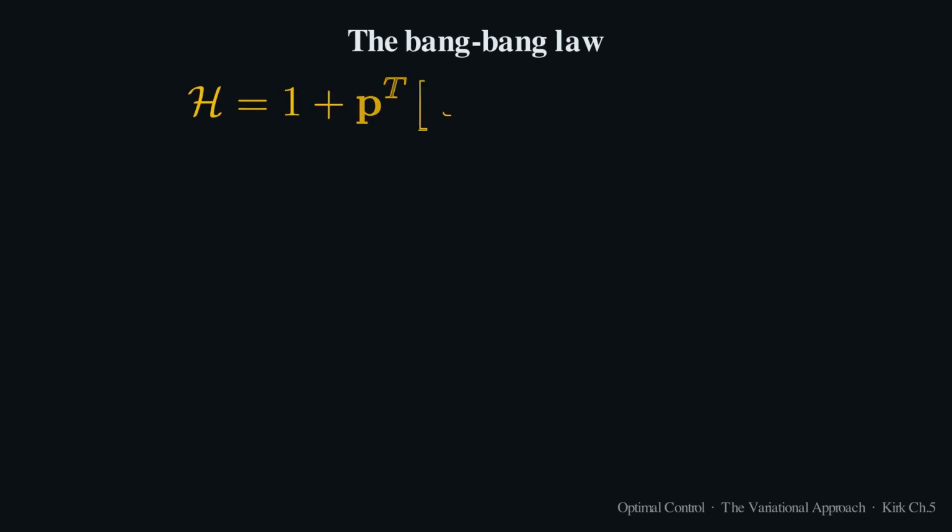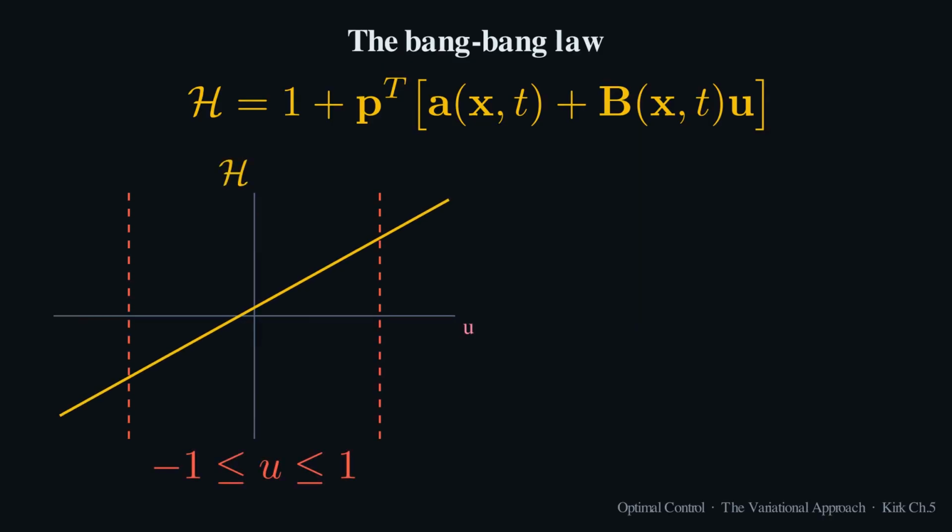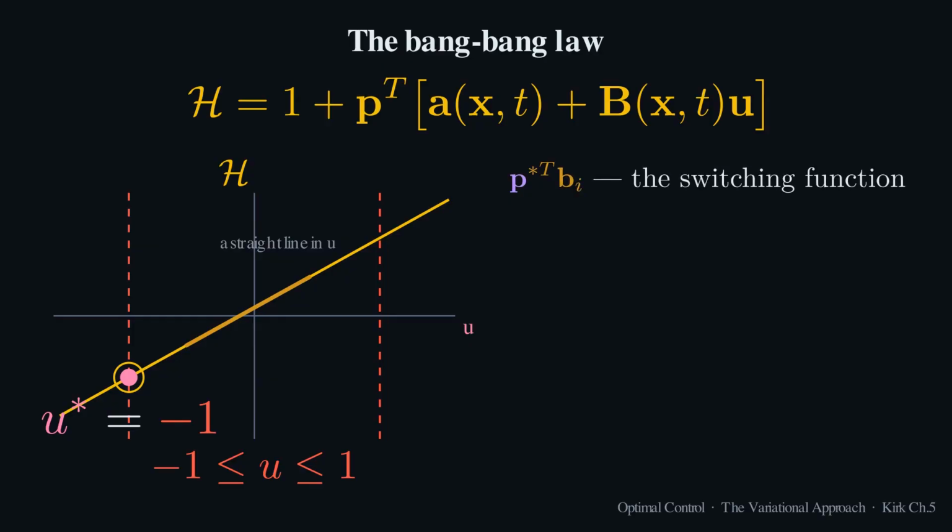The Hamiltonian is linear in the control. So ask yourself, how do you minimize a straight line over a box? You don't sit in the middle. A tilted line has no flat spot inside. You go all the way to a corner, to whichever extreme the slope points. And the slope is the coefficient of u in the Hamiltonian, p transpose times b. We give that quantity a name and a color, the switching function in amber.